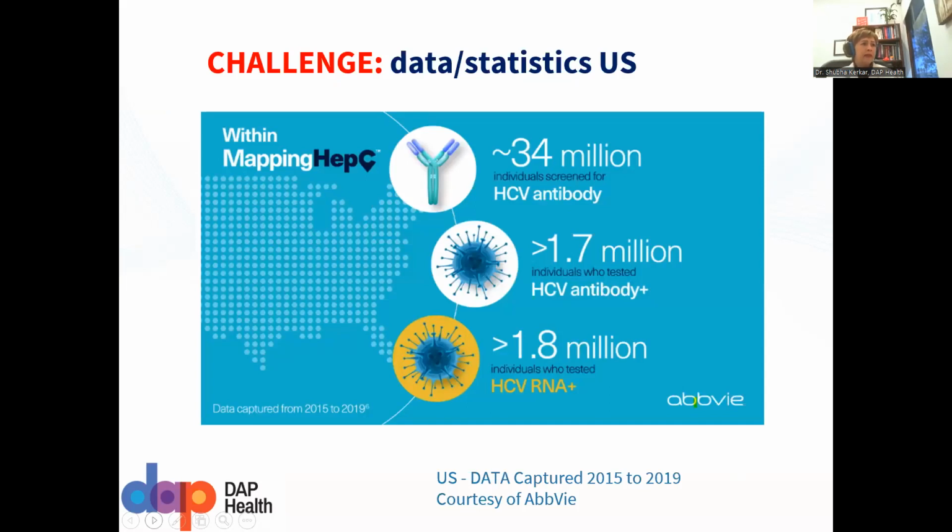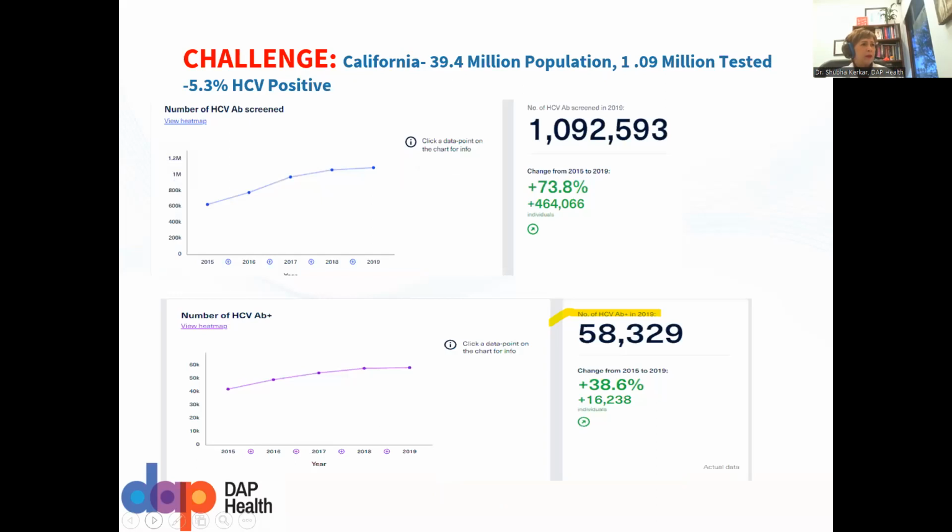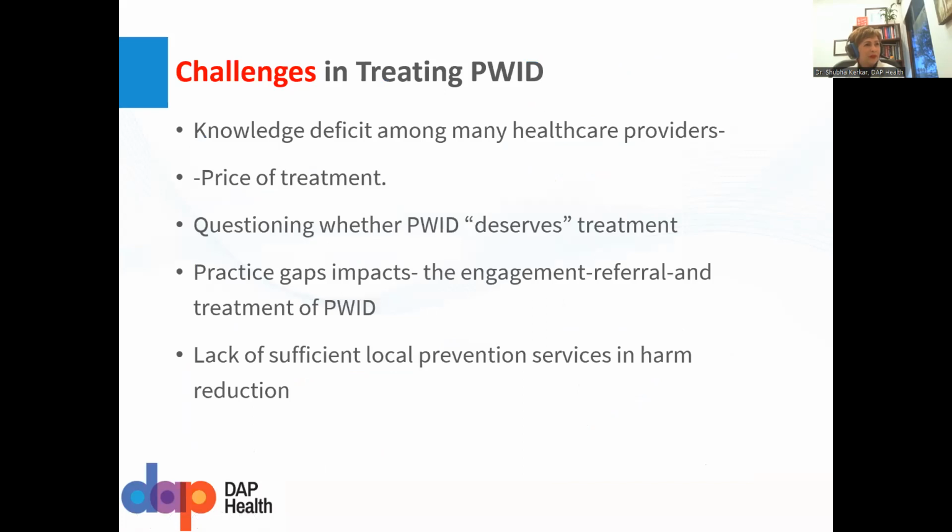Of course, the statistics are daunting. This is data captured courtesy of AbbVie's mapping Hep C, based on lab reports of two major labs that do antibody testing. And next slide. This is for California, how many are tested and how many positive. And then Coachella also has a long way to go. Next slide. Challenges in treating persons using intravenous drugs remains a task, and continues to be a task that we are aware of. Next slide.